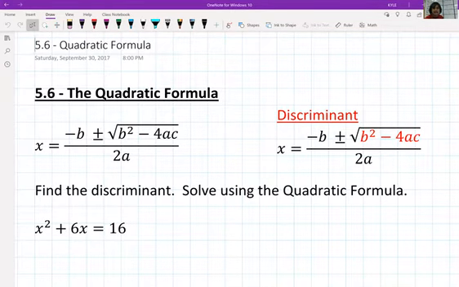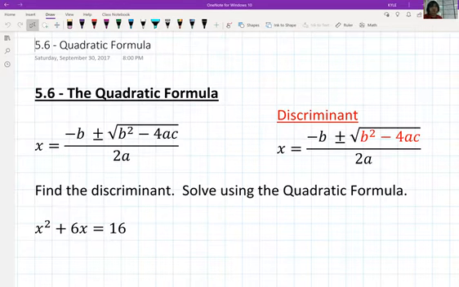Hey guys, this is going to be our video for section 5.6 from our textbook, which is another way to solve quadratic equations. We have all these different methods because sometimes one will be easier than the other, sometimes we'll need to use one and not another. So this one is at least a little familiar to you. You've seen this before. There's a big formula on the screen right now, and I would highly recommend you write it down. It's called the quadratic formula.